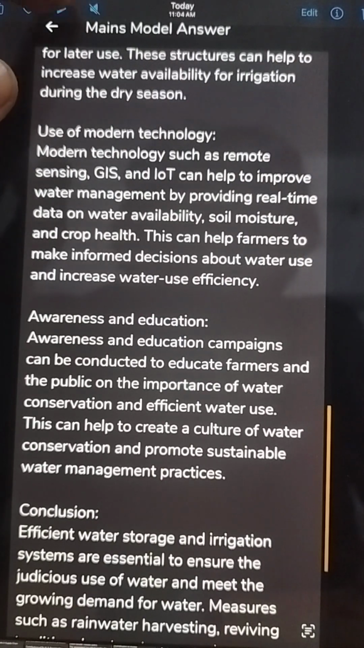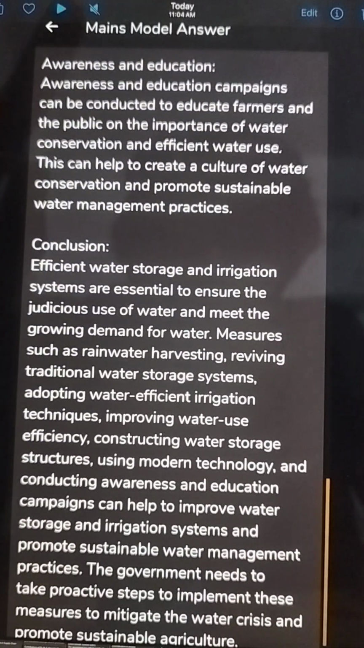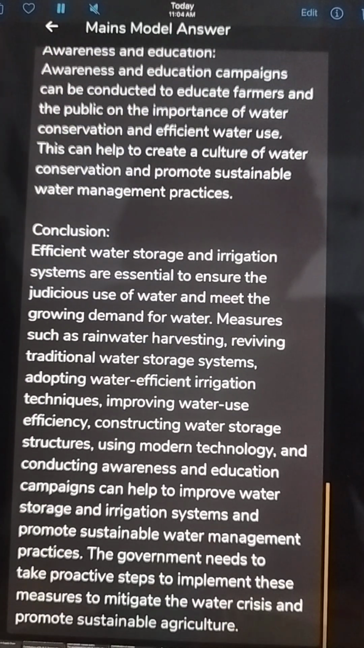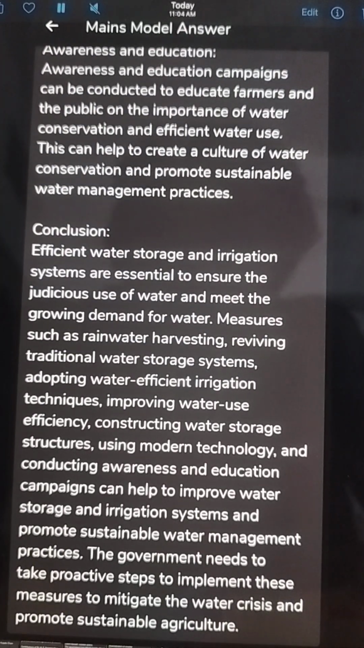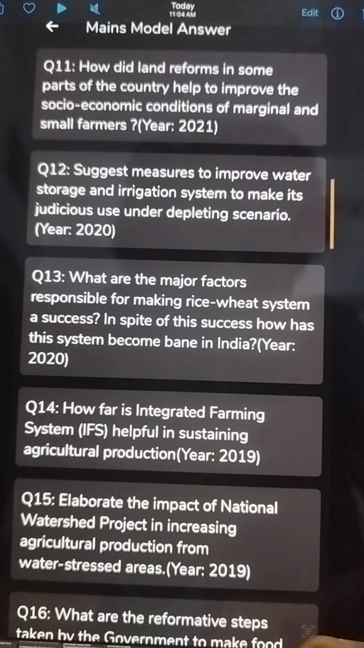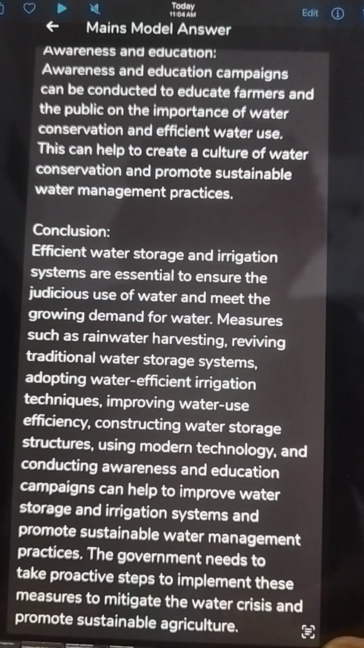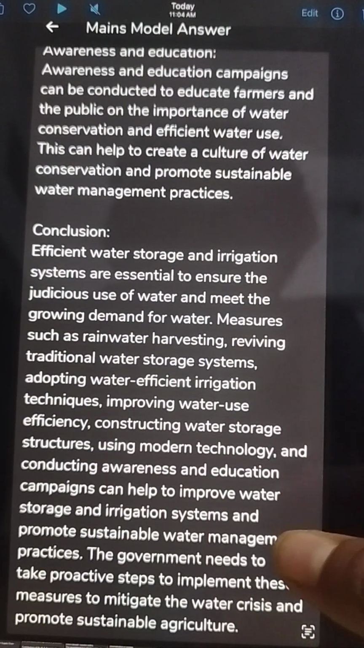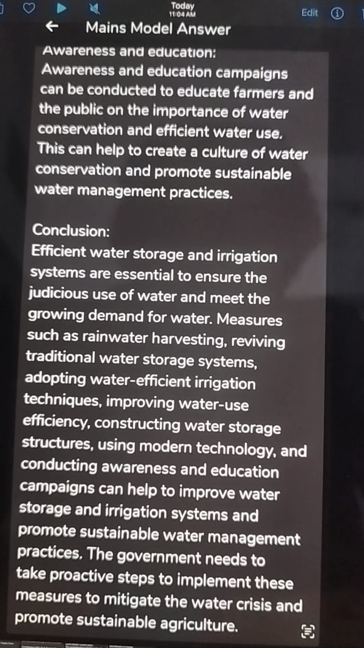Conclusion: efficient water storage and irrigation systems are essential to ensure the judicious use of water and meet the growing demands for water.